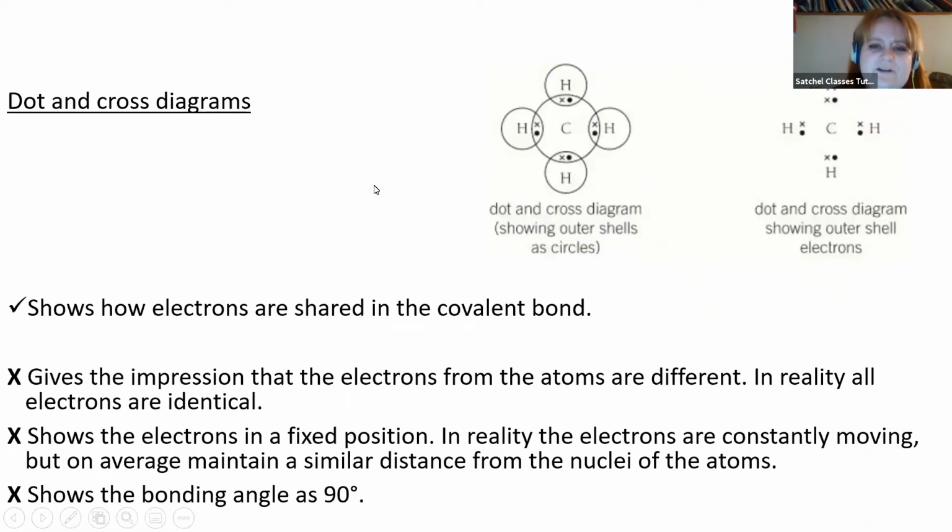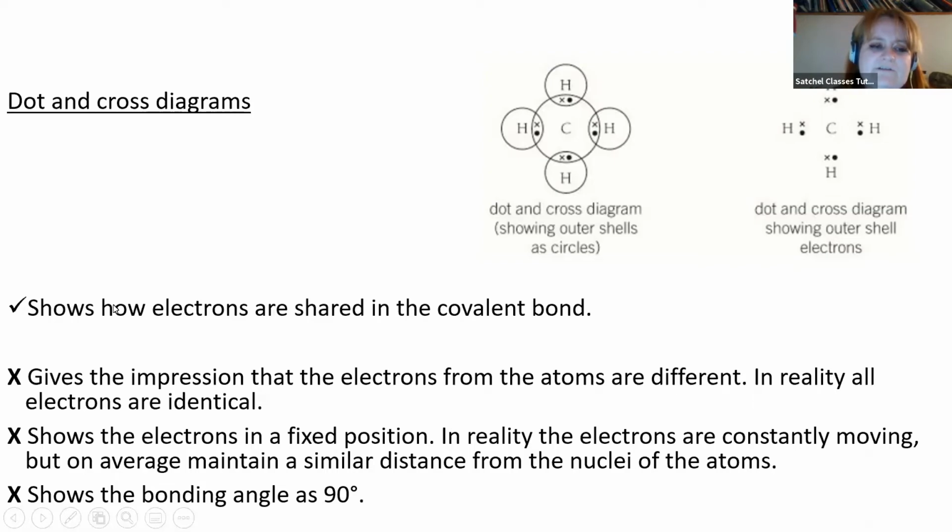So, dot and cross diagrams. These are the ones you most commonly come across. Remember, they only show the outer electrons. Dot and cross diagrams show the outer electrons in circles and don't tend to involve the inner ones. Sometimes you might start by drawing inner electrons, but then you end up just drawing the outer.